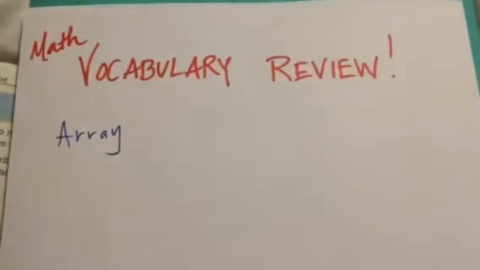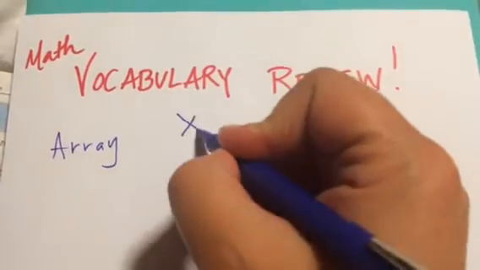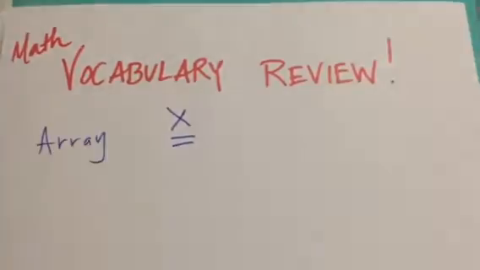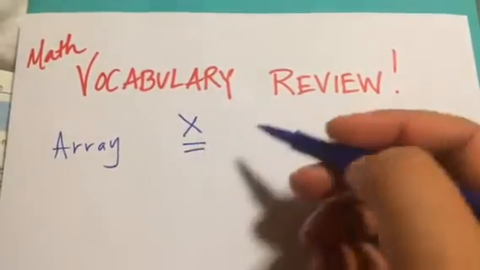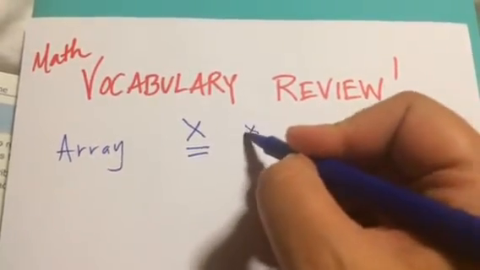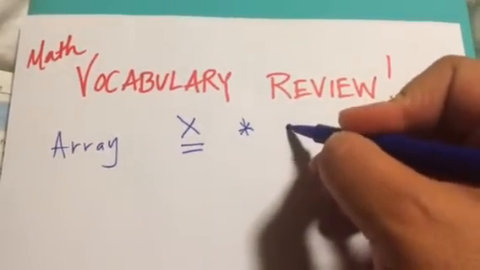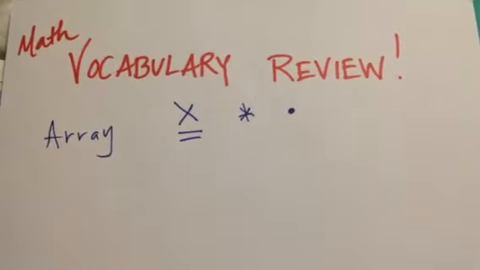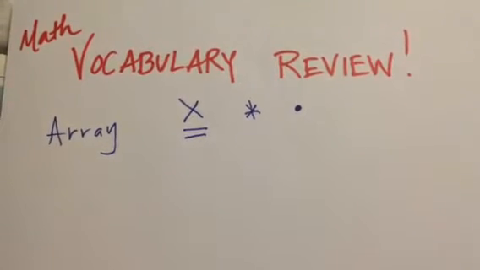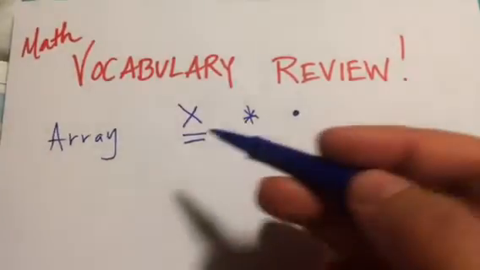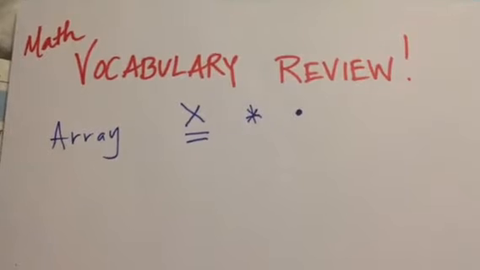An array you will find when you're dealing with multiplication. So it's a multiplication term. When you multiply, sometimes you'll see a problem where this will be the symbol for multiplication. Sometimes it will be a little star like this, and sometimes it will just be a dot. Any of those can mean multiplication, and we'll talk about that a lot this year. You're going to see it in problems all through your life.